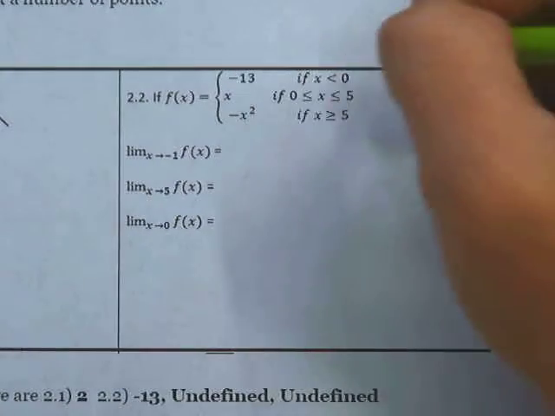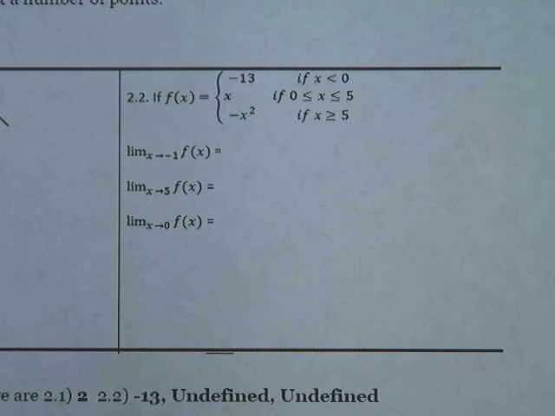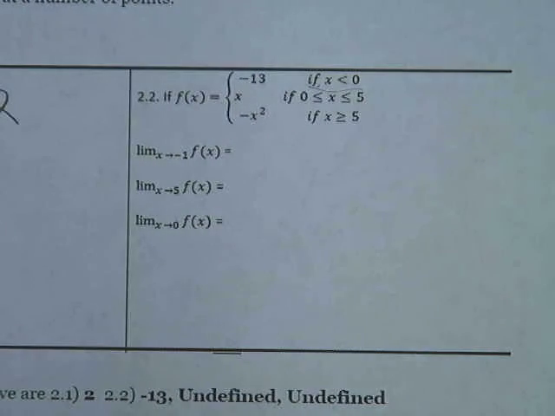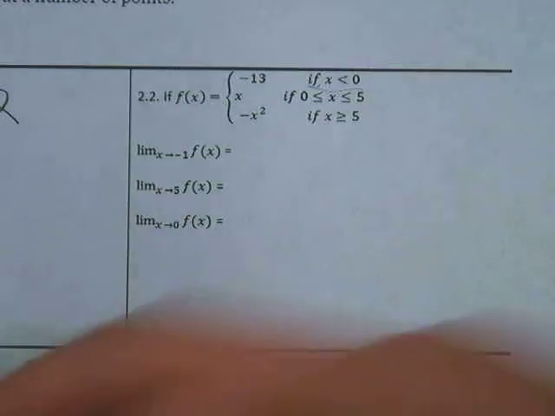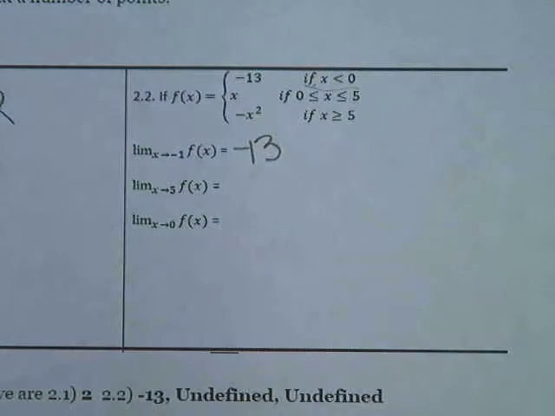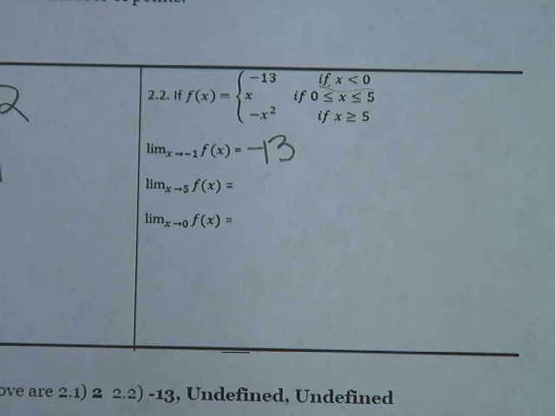Okay, our limit as we approach negative 1. Negative 1 falls in the interval x is less than 0, so we're going to use this, and negative 13 is the value for all x values that are less than 0, so it's negative 13. That was pretty easy. All right, second problem. The limit as x approaches 5.